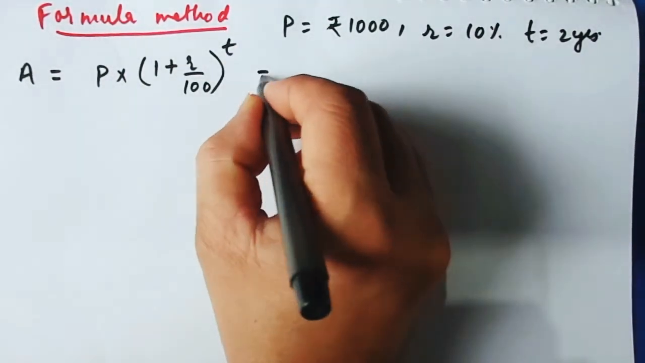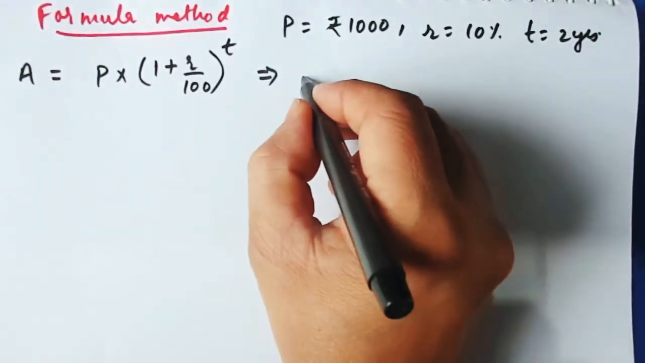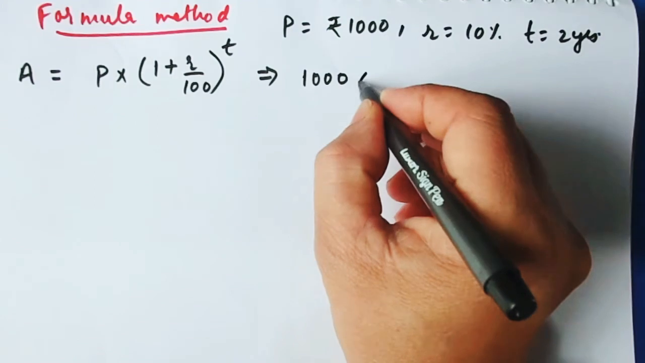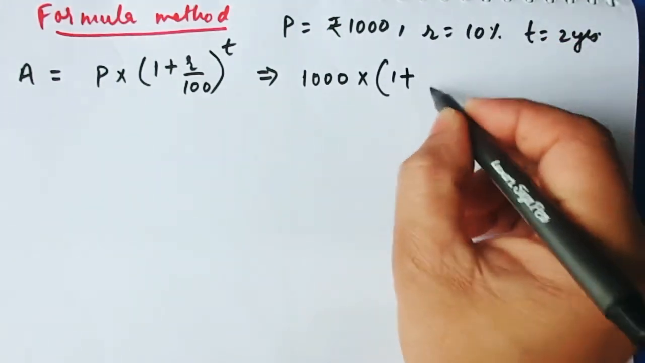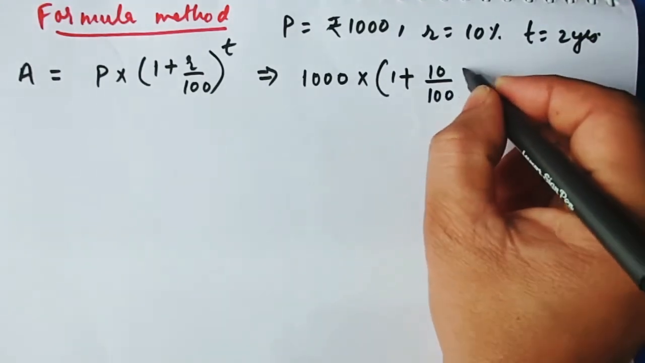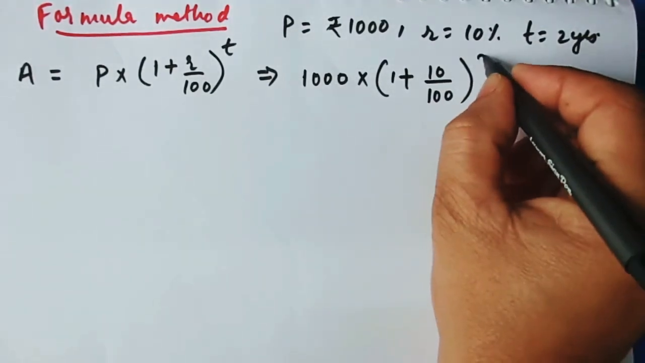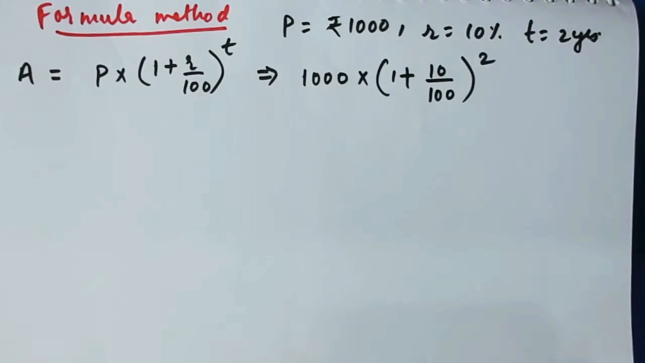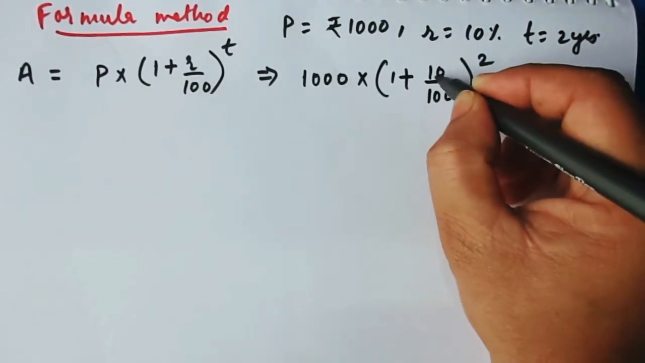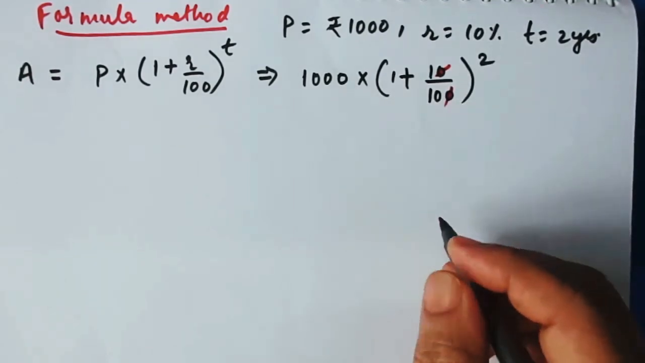Now let us put in the values and find it out. Principal was your 1000, rate multiplied by 1 plus rate, which was 10%, rate by 100, to the power t, t is 2 years. Now how to solve? If you find that this particular portion can be reduced, you can reduce it. कमाल हो गया राजा.